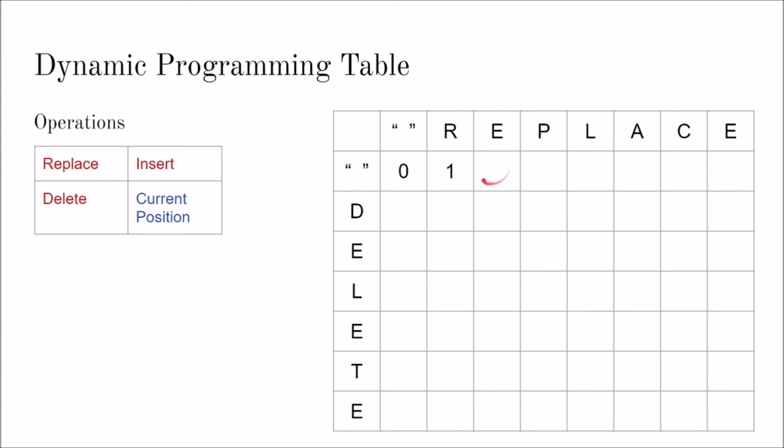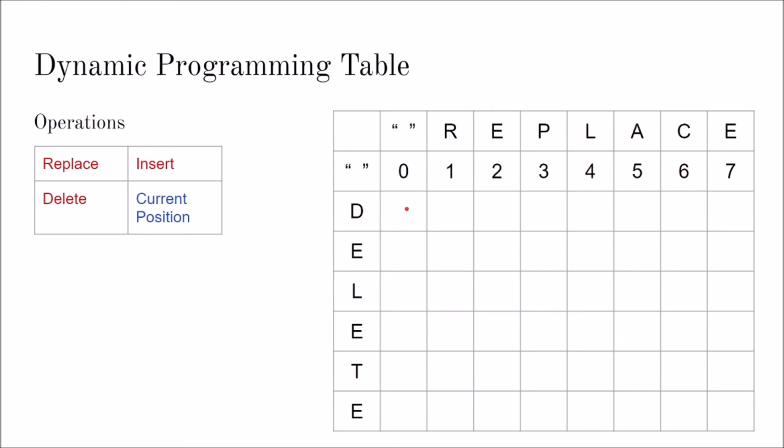Similarly, on the next step, we need to convert this RE to an empty string. So we need to perform the delete operation twice, and so on along this row. Now if we consider this column, what we need to do is we need to convert this empty string to the string D.